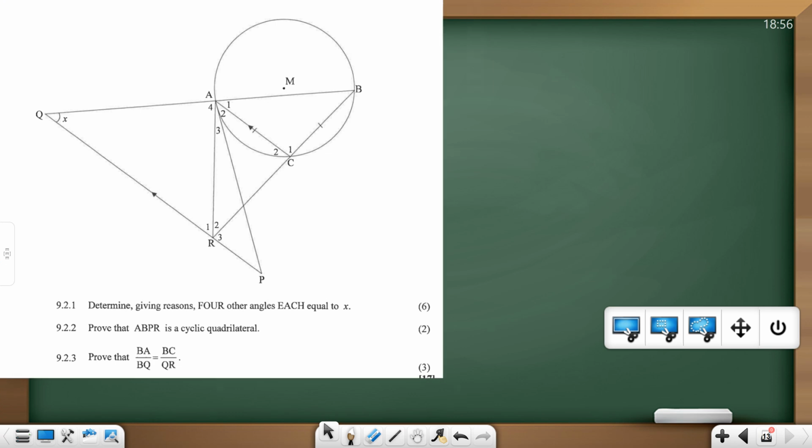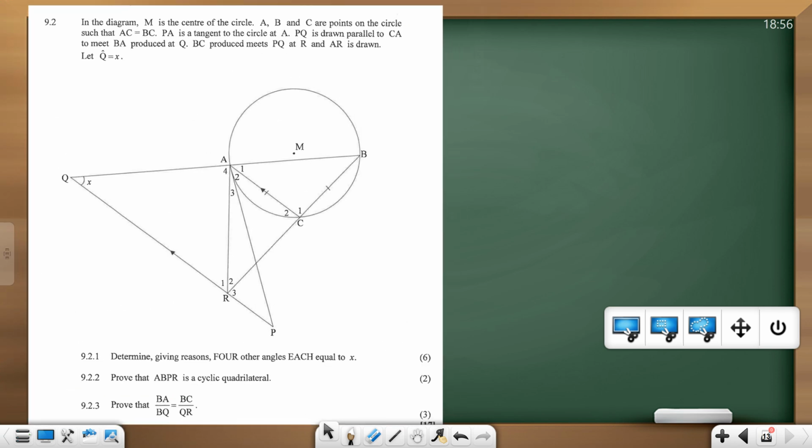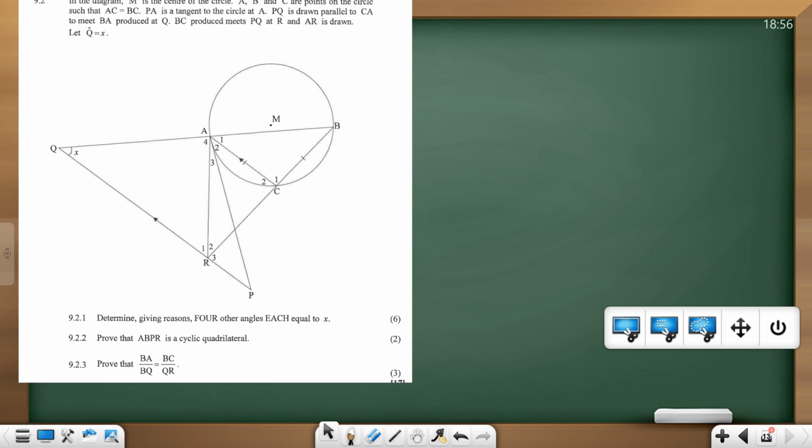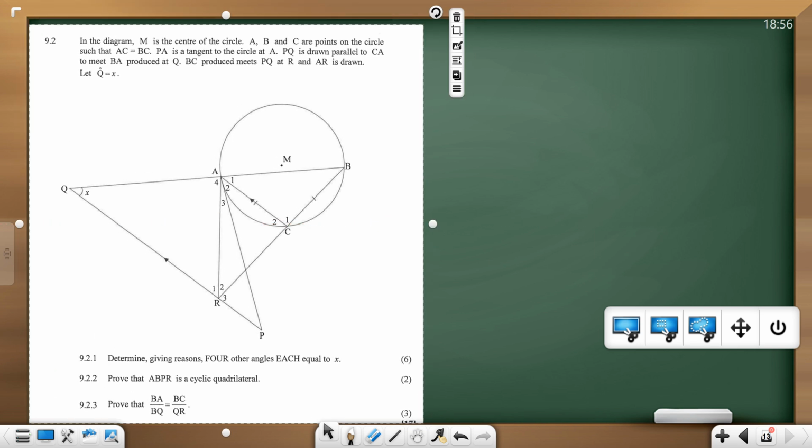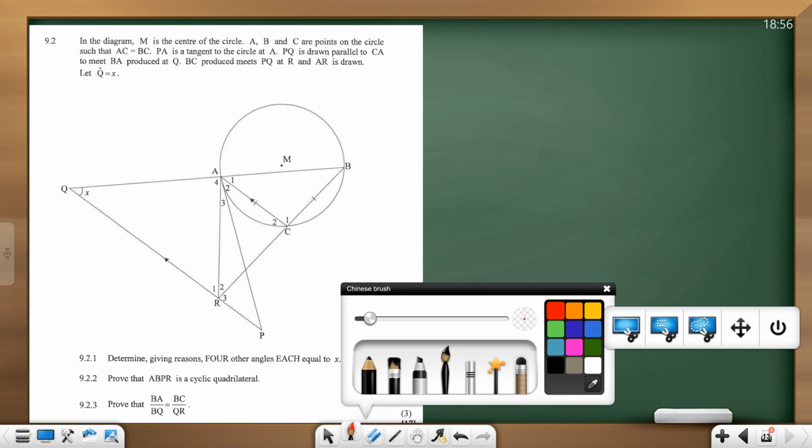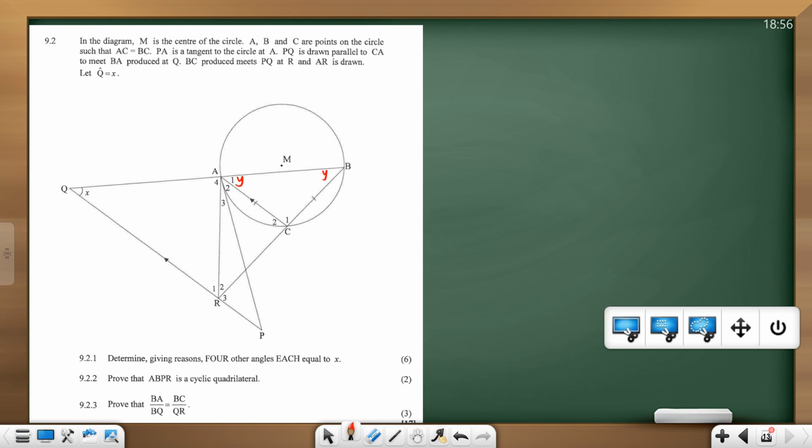I think this one is quite nice because the first mark is 6 marks there. Let's read together and you're going to tell me the angles that are equal to x. In the diagram, M is the center of the circle. A, B, C are points on the circle such that AC and BC are equal. Always watch the lines that are equal. Once I see that, I'll just put a letter. Those two angles are equal. Don't use X again because they have X on the diagram.